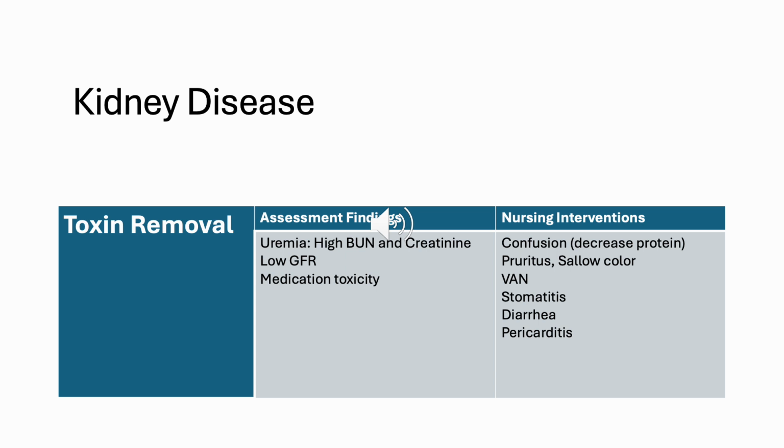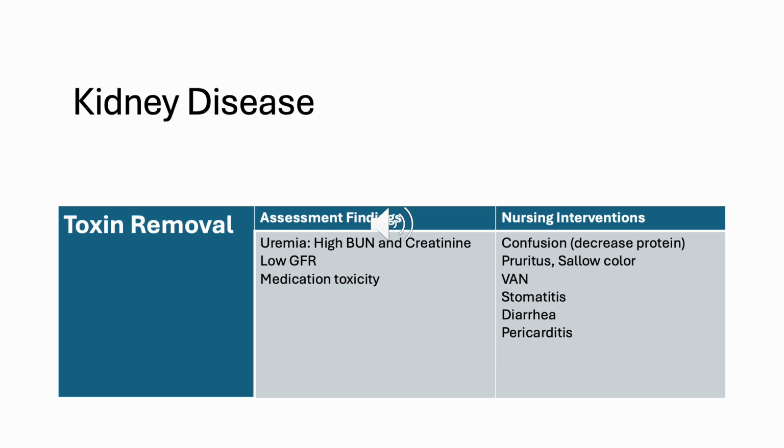Okay. VAN, that's one of the earliest signs of uremia. It stands for vomiting, anorexia, and nausea. Uremia is toxic to our mucous membranes and also our serous membranes. So the patient could have stomatitis, which is irritation inside the mouth and the mucous membranes. They can also develop gastric ulcers. They could develop diarrhea due to irritation of the bowel, and pericarditis due to the irritation of the pericardium.